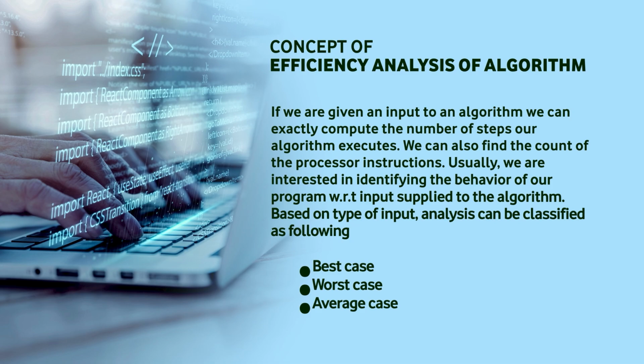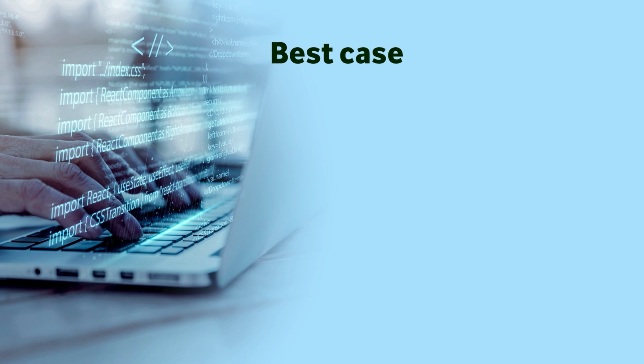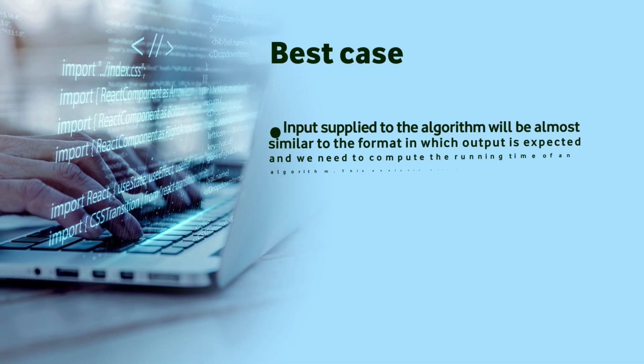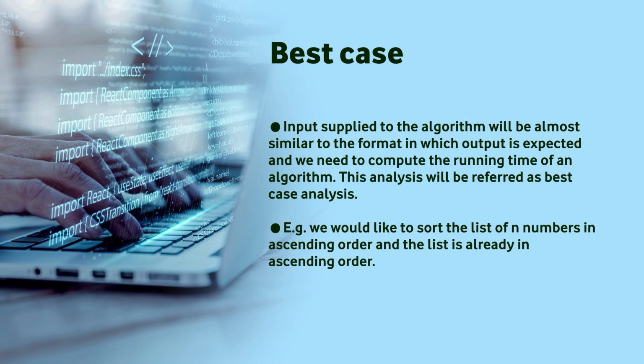Analysis can be classified as follows: best case analysis, worst case analysis, and average case analysis. If we talk about the best case analysis, we already studied asymptotic notation. In terms of asymptotic notation, best case means omega notation. The input supplied to the algorithm will be almost similar to the format in which output is expected, and we need to compute the running time of the algorithm. This analysis is referred to as best case analysis.